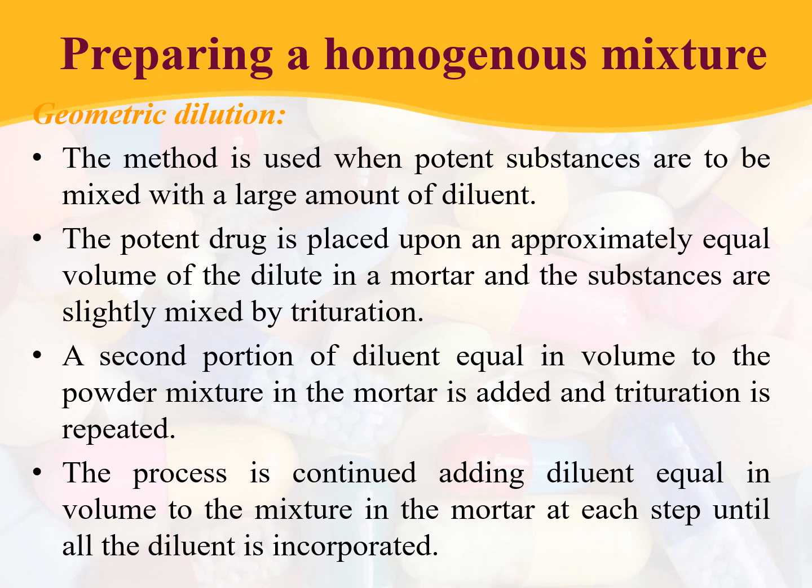The potent drug is placed upon an approximately equal volume of the diluent in a mortar, and the substances are slightly mixed by trituration. A second portion of diluent, equal in volume to the powder mixture in the mortar, is added and trituration is repeated. The process is continued, adding diluent equal in volume to the mixture in the mortar at each step until all diluent is incorporated. This is called geometric dilution.